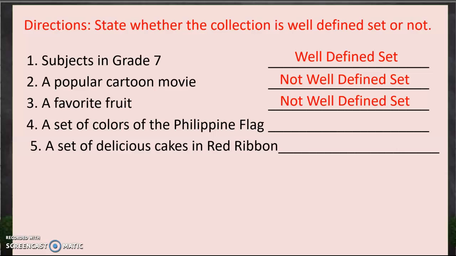Next, number 4, set of colors of the Philippine flag. It is a well-defined set, since we only have one flag, so the colors are red, blue, white, and yellow. We only have one set of colors. Number 5, a set of delicious cakes in Red Ribbon. The answer is not well-defined, because again, we will have different sets of answers.